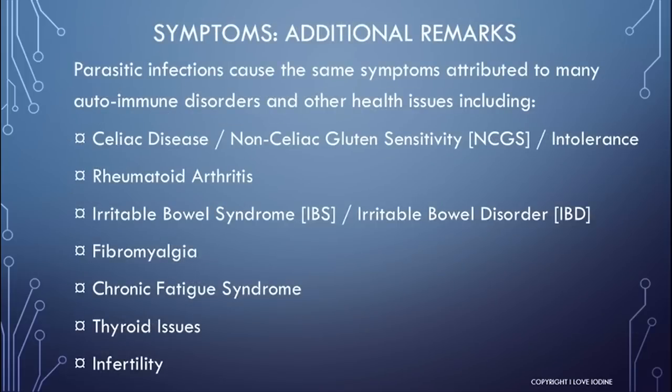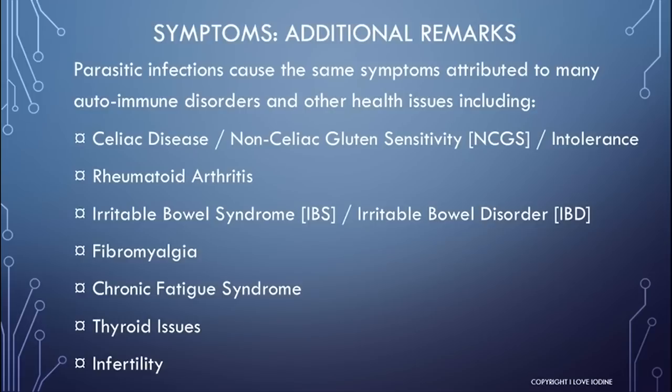Parasitic infections cause the same symptoms attributed to many autoimmune disorders and other health issues, including celiac disease, non-celiac gluten sensitivity, and gluten intolerance. It also shares the same symptom profile as rheumatoid arthritis, irritable bowel syndrome, and irritable bowel disorder. As we've seen, there's also a link between colitis and Crohn's disease. Fibromyalgia can also be attributed to parasitic infections and could have the same kind of profile. Chronic fatigue syndrome as well, thyroid issues, and infertility.